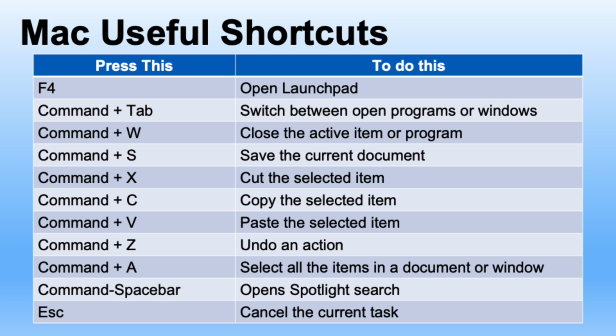Command plus X cuts the selected item. Command plus C copies the selected item. Command plus V will paste the selected item. And those three are really useful for word processing apps. Command plus Z will undo an action. Command plus A will select all the items in a document or window. Command plus spacebar opens Spotlight Search. And Escape cancels the current task.